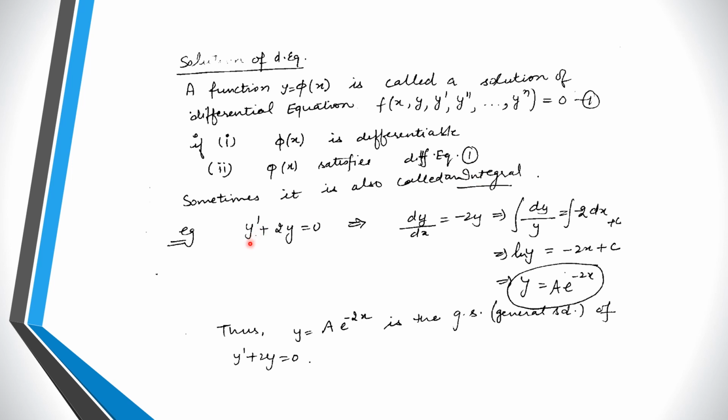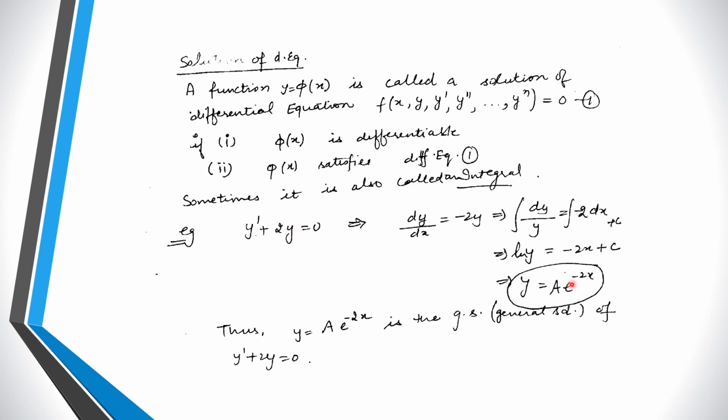Now for example, if you have the equation y dash plus 2y is equal to 0, where y dash means dy by dx. We can take this 2y to the other side. This will be minus 2y. We can separate the variables. We can take this y to this side. So dy by y is equal to minus 2 dx. Now you can integrate both sides and you will get the solution. So y is equal to a into e to the power minus 2x. It is a solution of this differential equation.